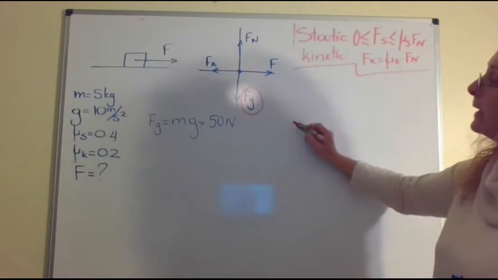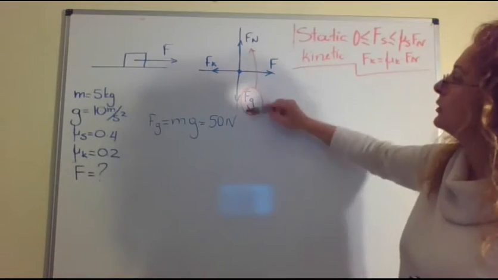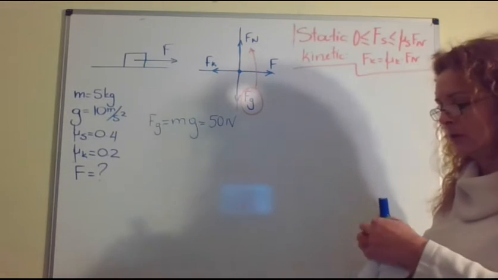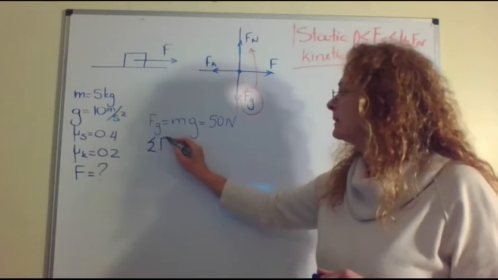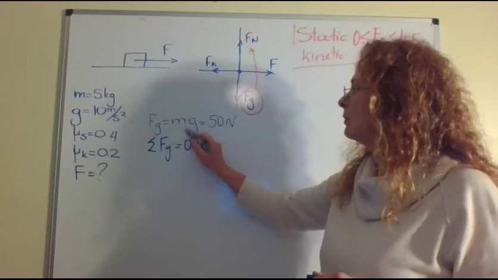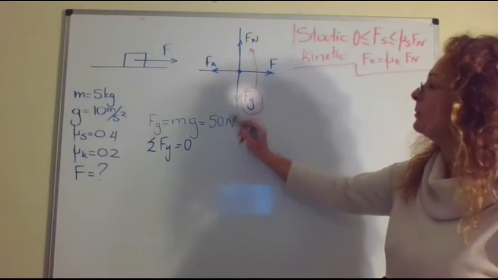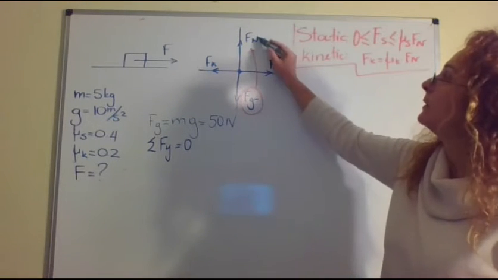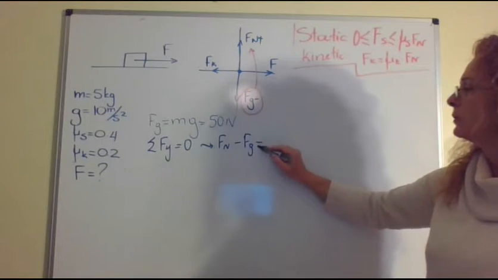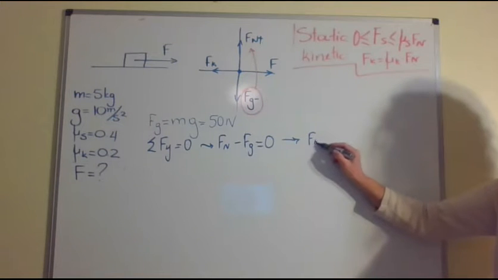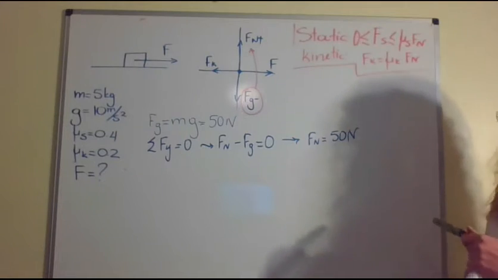What I can find second is the normal force. How are these connected? Well, they belong on the y-axis, and we do know that the sum of forces on the y-axis is 0. How do we know? The object does not move. It is in equilibrium. So if I consider this to be negative and this to be positive, I have that normal force minus the force of gravity equals 0, meaning that the normal force should also be 50 newtons. So I found the normal force.